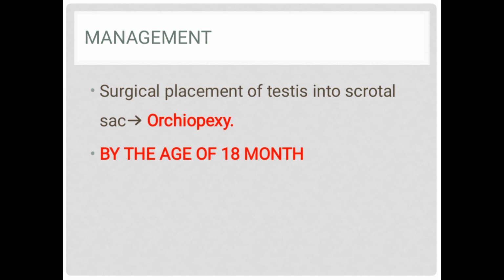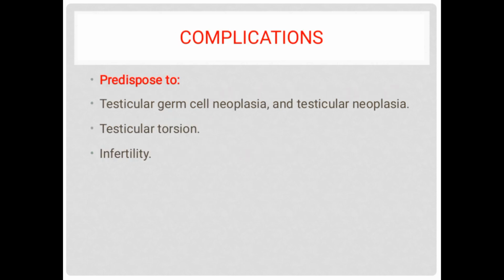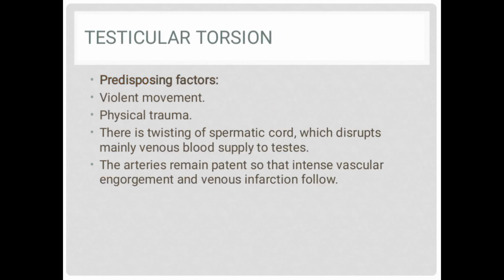Management: surgical placement of the testis in the scrotal sac, and this operation is called orchiopexy and should be done by the age of 18 months at maximum. If not treated, the complications are testicular germ cell neoplasia and testicular neoplasia, and it can lead to testicular torsion and can lead to infertility.